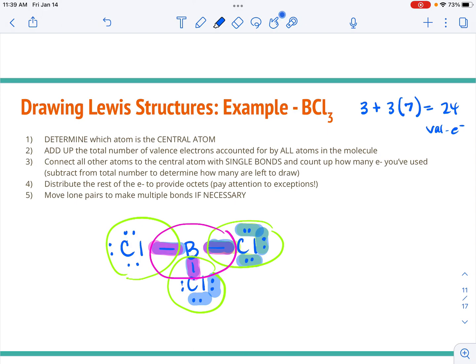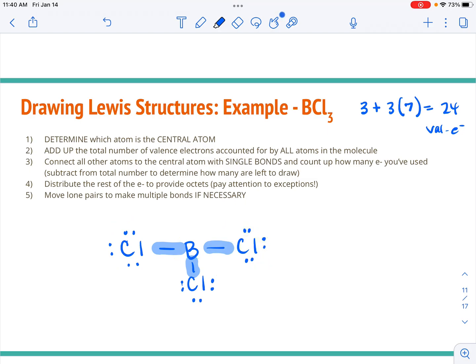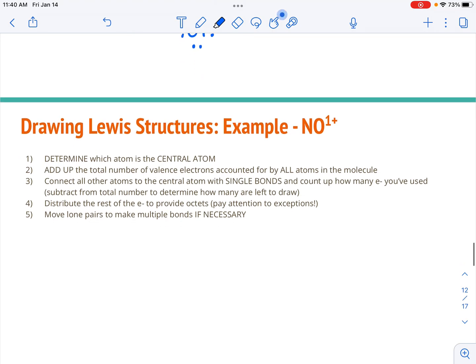So my final structure, let me get all of this out of here, is going to look like this. Okay, so I have 24 valence electrons accounted for, and I've set up my structure. All right, let's do another one.